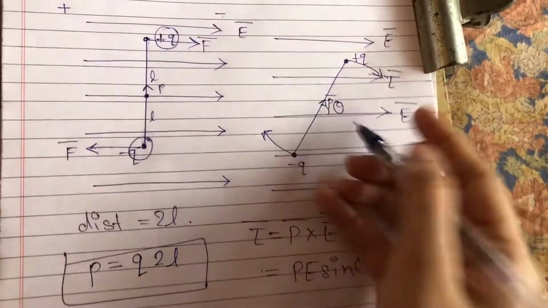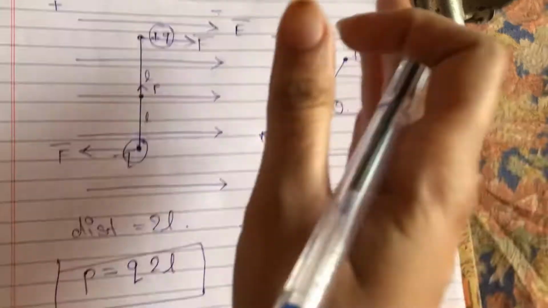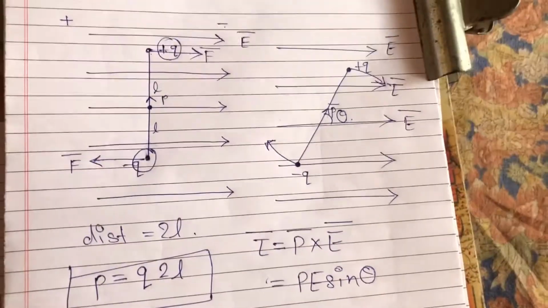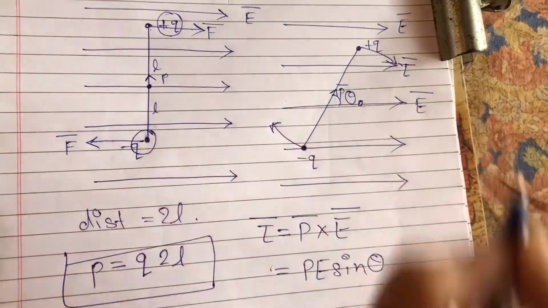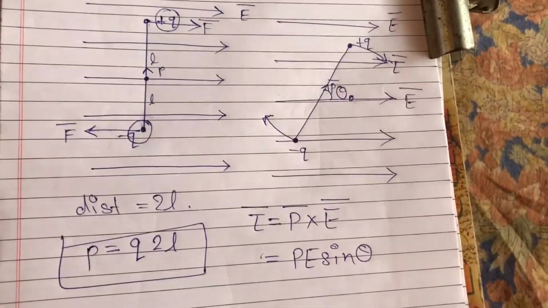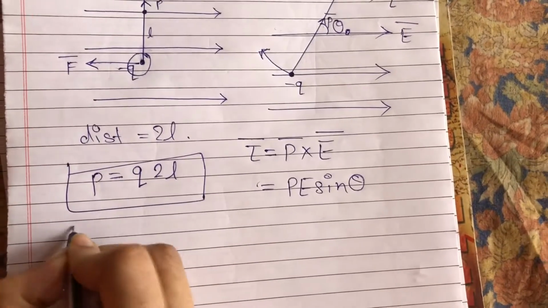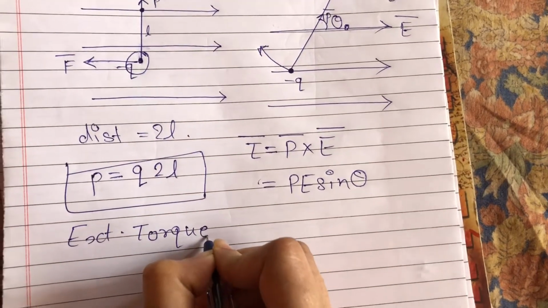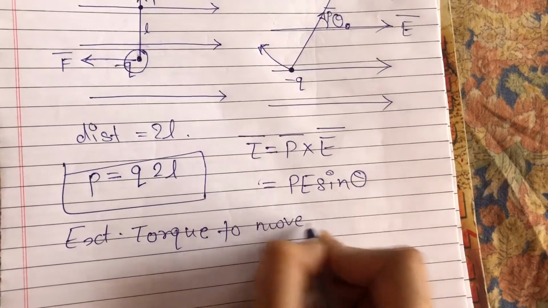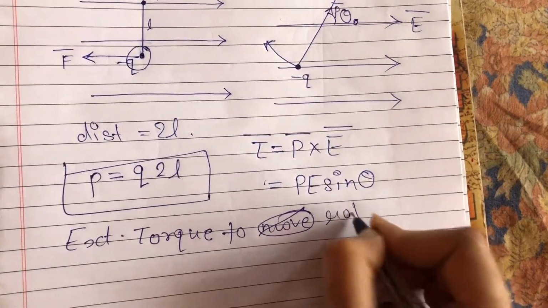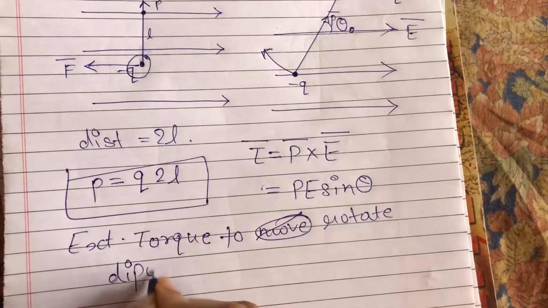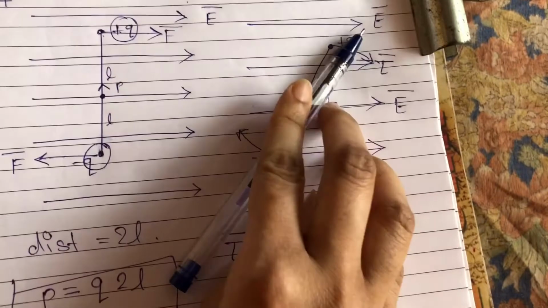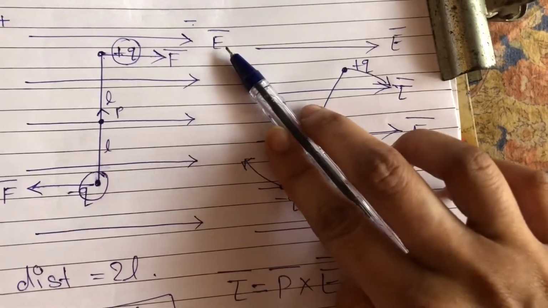Now I'll consider this position as the initial position. My dipole is in this position due to torque, and that torque is due to the external field. So I'll consider this angle as theta naught. Now this is the initial position of my dipole. What I'll do is apply an external torque to rotate the dipole from theta naught to a particular angle theta.